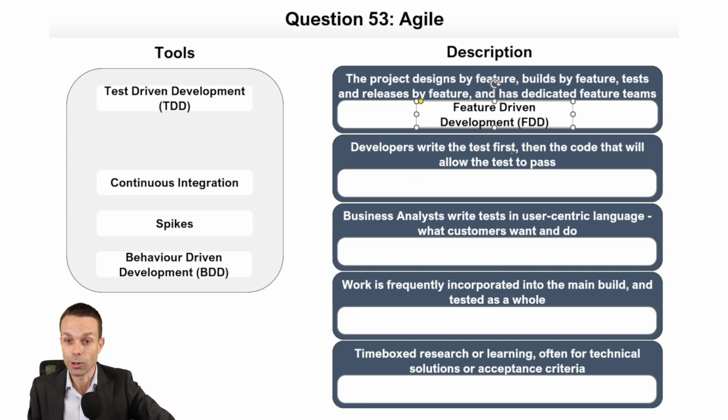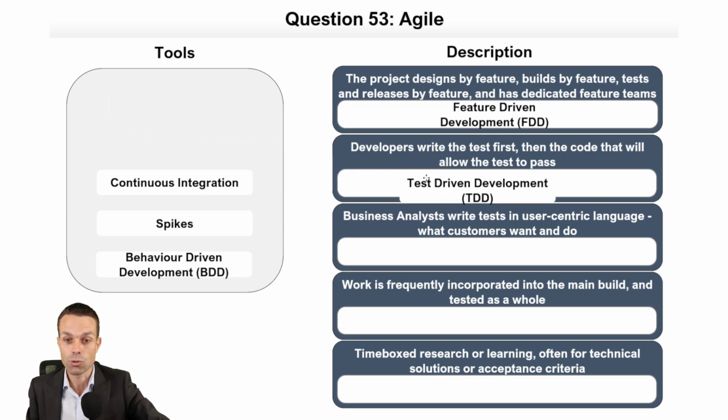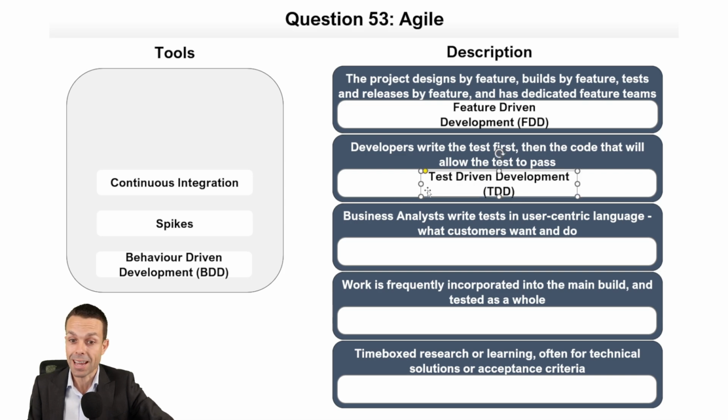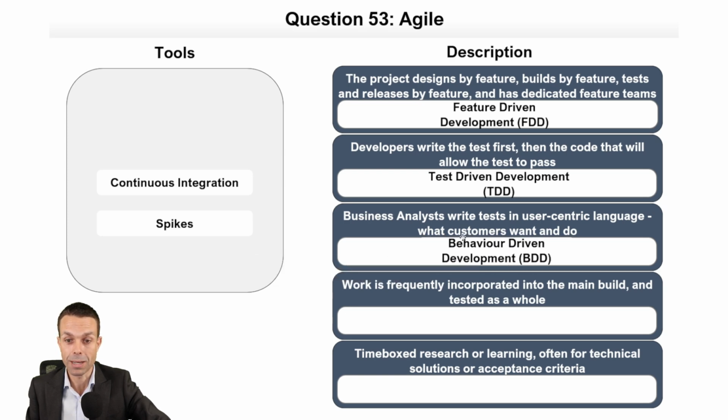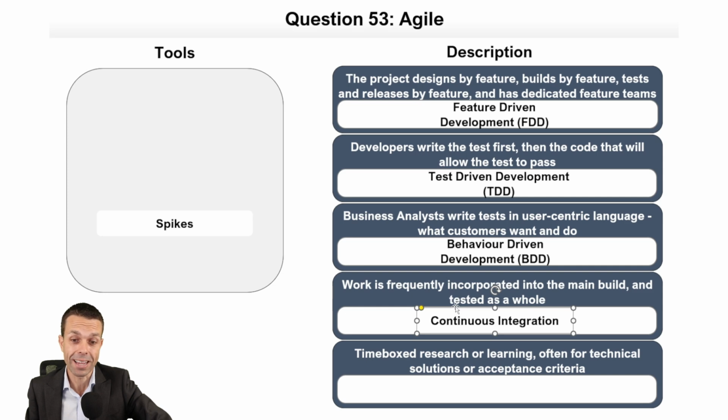Developers write the test first, then they write the code that will allow the test to pass. We're doing test first or test-driven development. Business analysts write the tests in user-centric language, what customers want and what customers do. That is our given, when, then, or behavior-driven development, or BDD. Work is frequently incorporated into the main build, and then it's tested as a whole. We're continuously integrating it. Continuous integration, or CI.